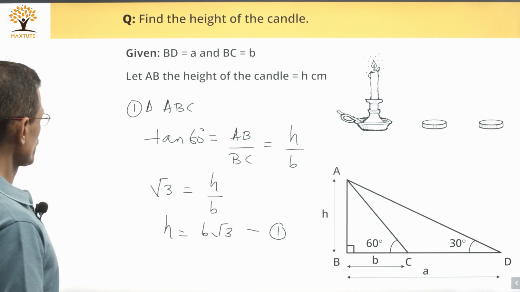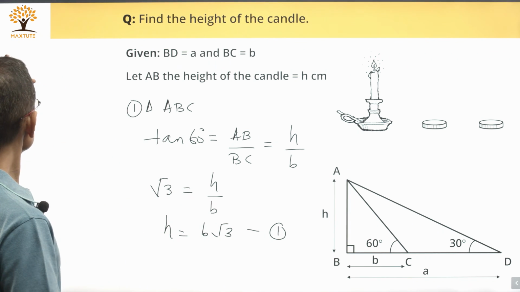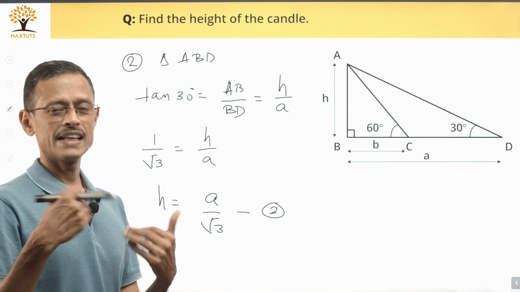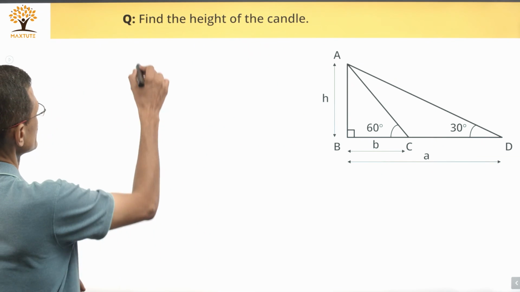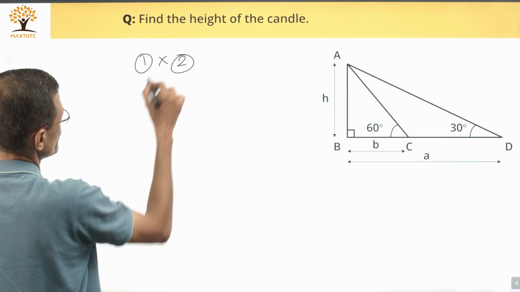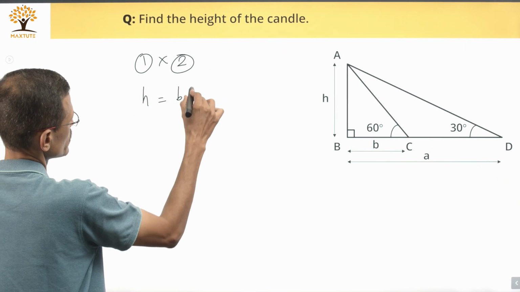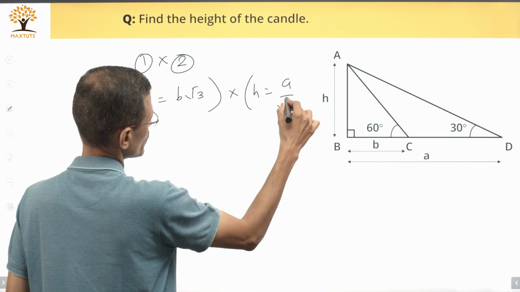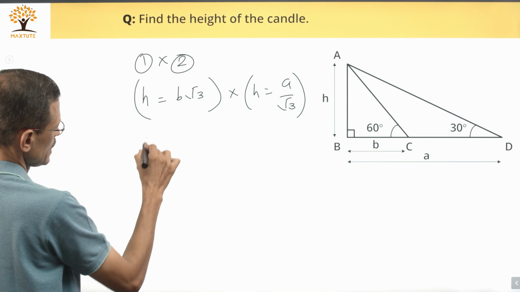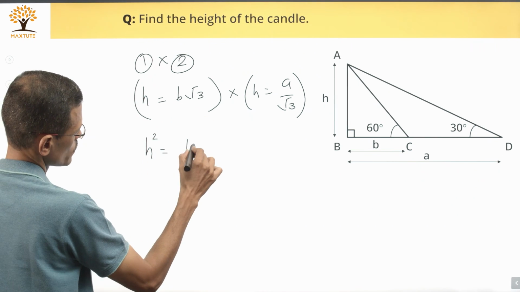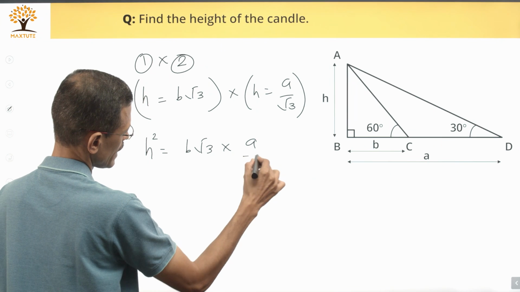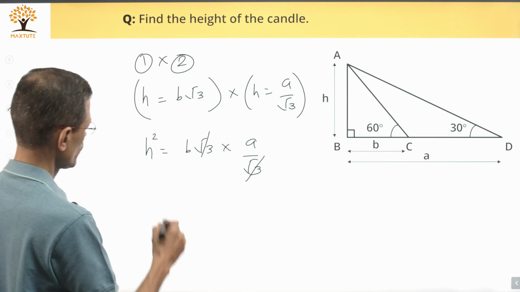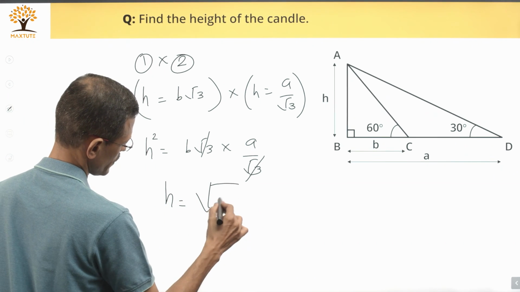So, we know that the height from the first equation is B root 3, from the second equation it is equal to A by root 3. We need to express H in terms of A and B. So, what I am going to do is multiply the first equation with the second equation. H is equal to B root 3 is multiplied with H is equal to A upon root 3. Left hand side multiplied will leave us with H square. Right hand side is B root 3 times A divided by root 3. Root 3 gets cancelled with root 3. H square is equal to AB, or H is equal to square root of AB.